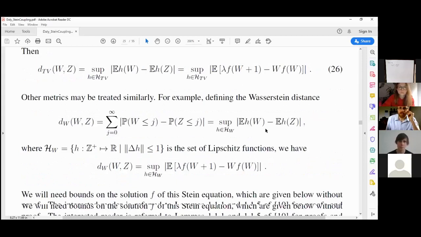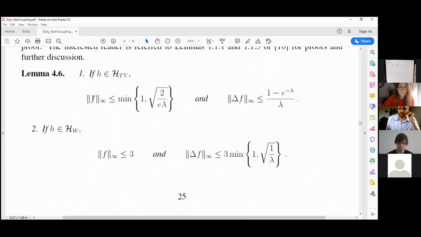It's going to depend on h, and exactly what we assume about h will tell us how that solution behaves. If I know that h is bounded, then I know that f is bounded by essentially 1 over root lambda. This delta f is just the increments of f, so f of j plus 1 minus f of j, delta f of j. So if h is bounded, f is bounded by essentially 1 over root lambda, and the increments are bounded by more or less 1 over lambda.